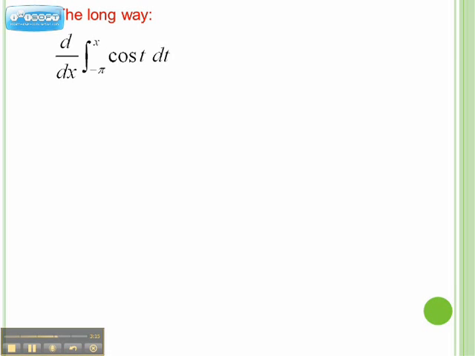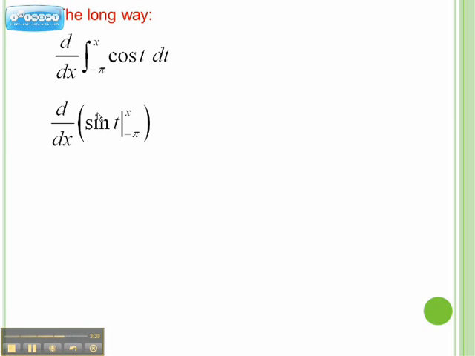Alright, so we have the derivative of the integral from negative pi to x of the cosine of t dt. Let's just go through and evaluate this the long way and see why the derivative of the integral is the function itself. If I did find the antiderivative of cosine, the antiderivative of cosine is sine. So I'm evaluating sine from negative pi to x.